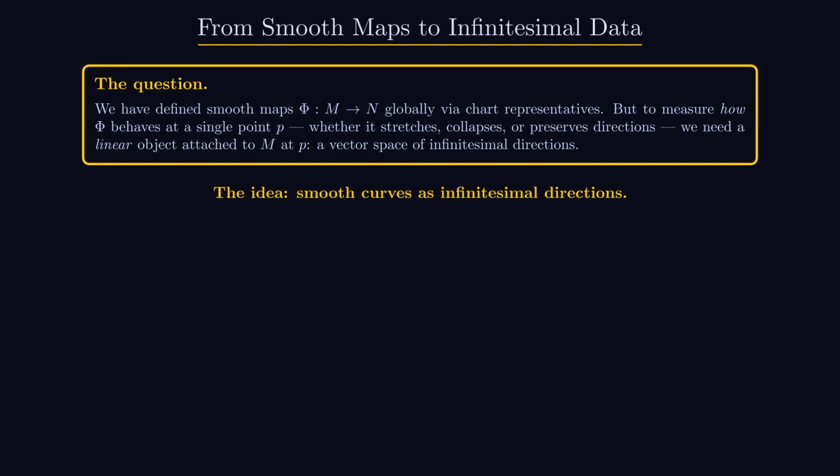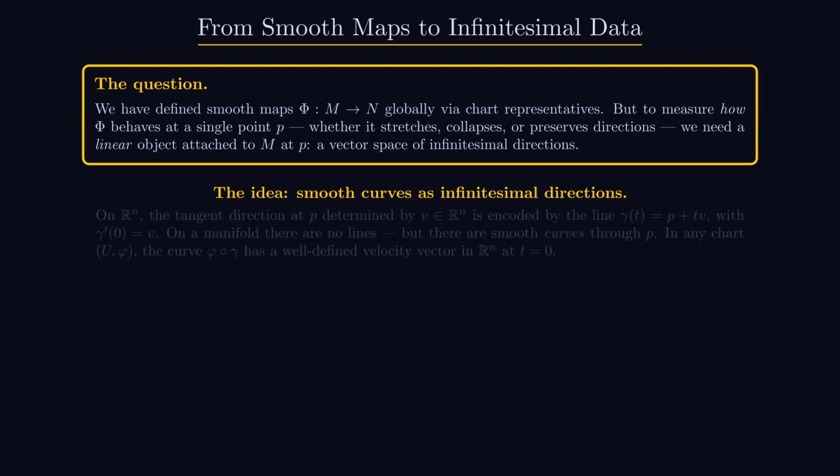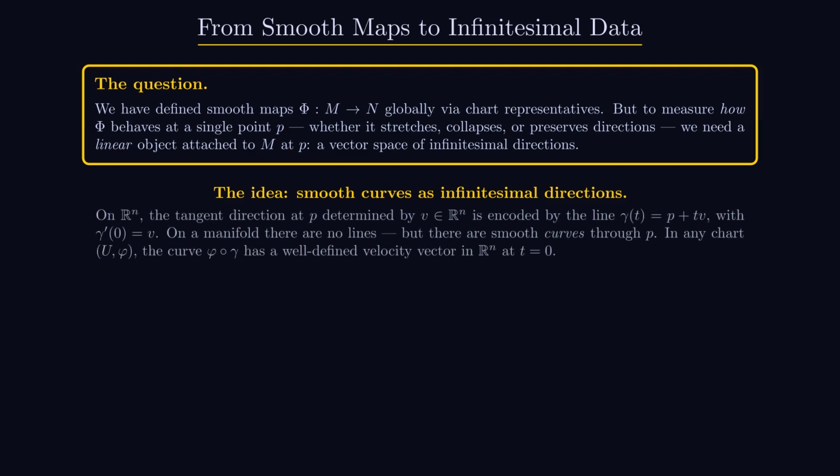On Rn, a tangent direction at P is encoded by a straight line through P with velocity v at time 0. On a manifold, straight lines make no intrinsic sense, but smooth curves do. Any smooth curve gamma through P, meaning gamma of 0 equals P, has a well-defined velocity in any chart. The vector (phi composed with gamma)'(0) is in Rn. Different curves with the same chart velocity represent the same infinitesimal direction on M.